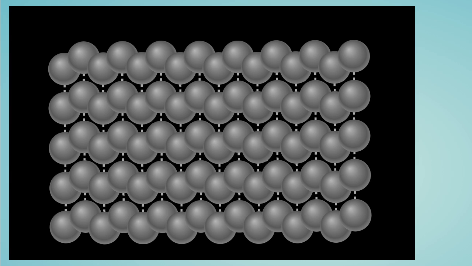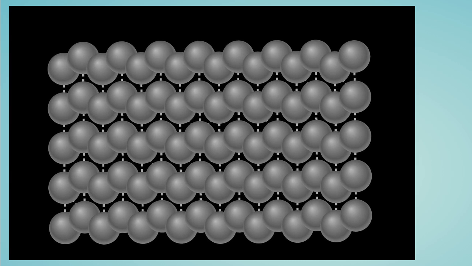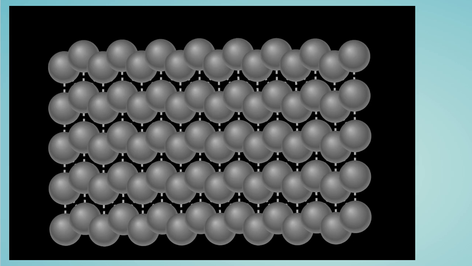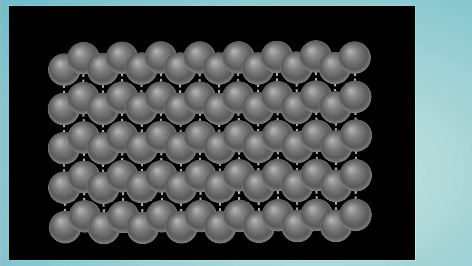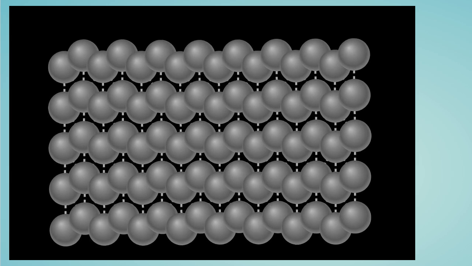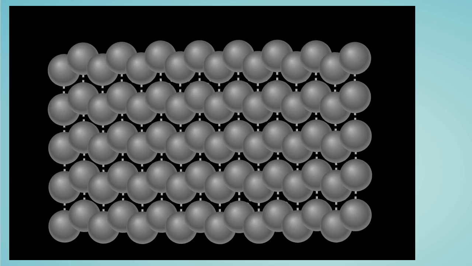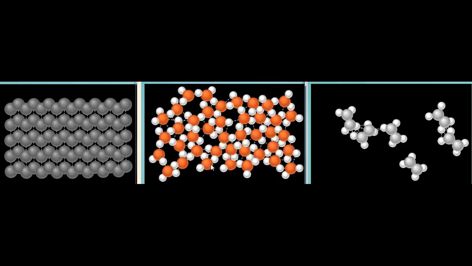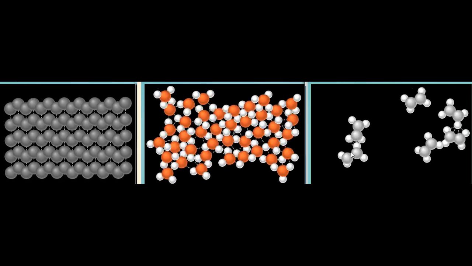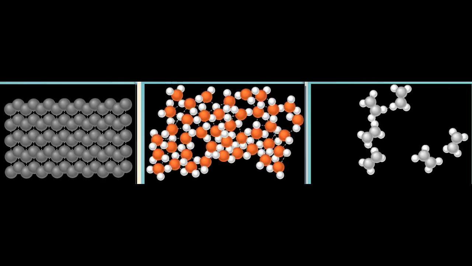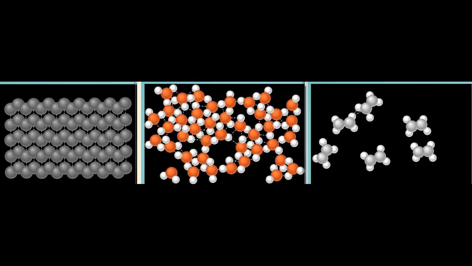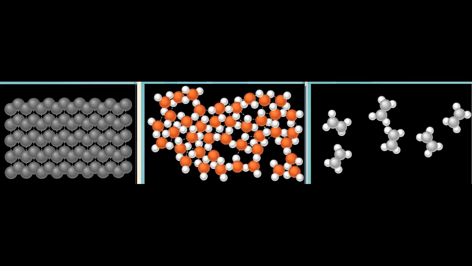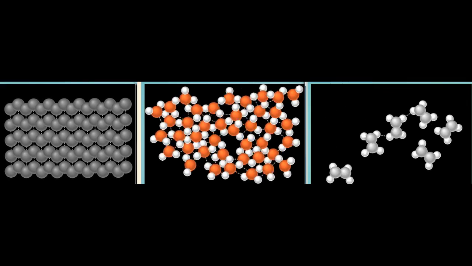And now let's look at a solid. So here's our solid. Are those molecules moving fast? Are they moving slowly? Are they close together? Are they far apart? So when you look at them side by side, solid, liquid, gas, now you can start to answer the question, which are moving fastest, and which molecules are farthest apart.